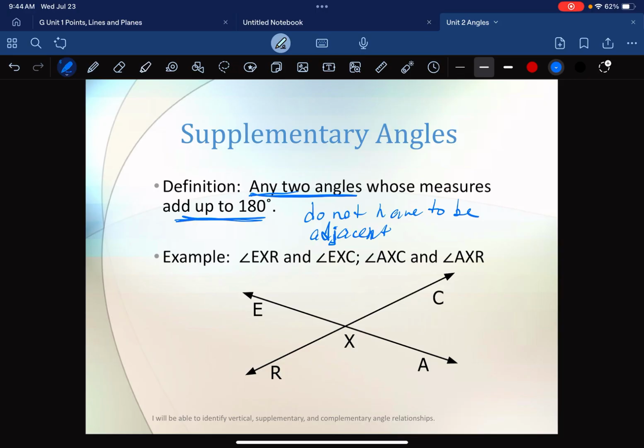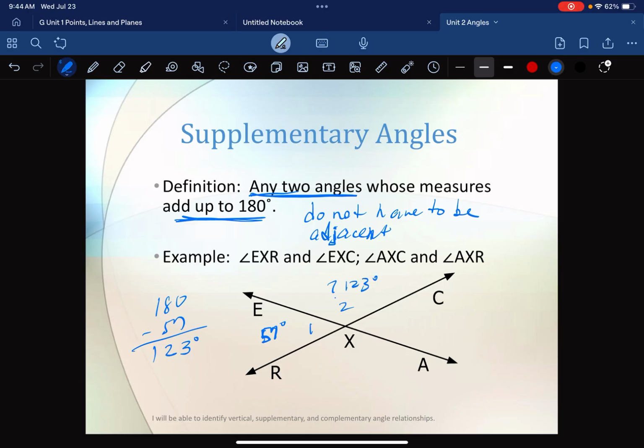So these are the same pairs, like 1 and 2 add up to 180. So for example, if I told you this angle was 57 degrees, what could I do to find this angle over here? Well, they add up to 180. So I just do 180 minus 57, so it's 123 degrees.